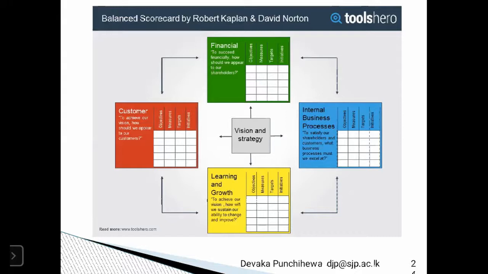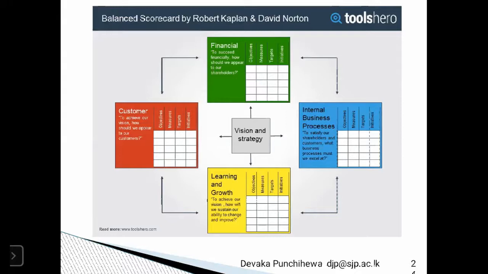To achieve our vision, how will we sustain our ability to change and improve? Why is learning and growth important to change and improve? To achieve our vision and sustain it, we need to change and improve. Otherwise, we won't be able to achieve our vision. Even for that, we have objectives, measures, targets, and initiatives.